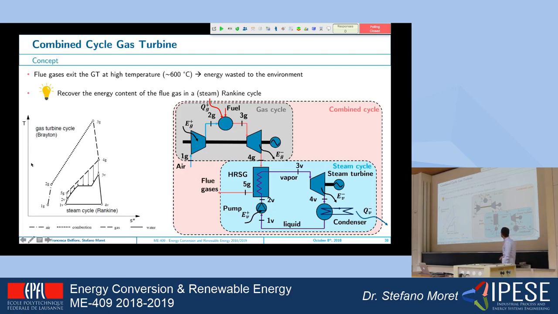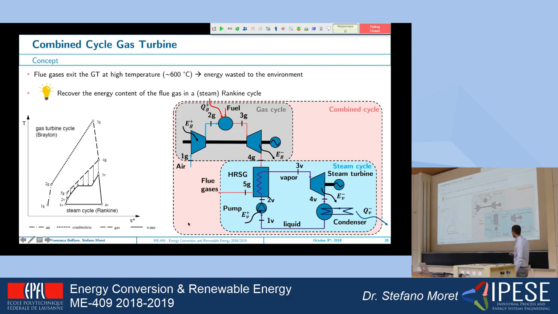So you see here, the important thing is that the fluids in this diagram are always different, right? You can see it also in the TS diagram here. We enter with air in the compressor of the gas turbine. When we have combustion, we add the fuel into the mixture with air. We expand the fuel and the air into the turbine, okay? And then the heat from the flue gases is recovered by the water of the steam cycle.